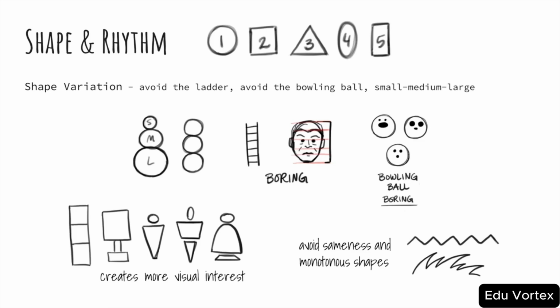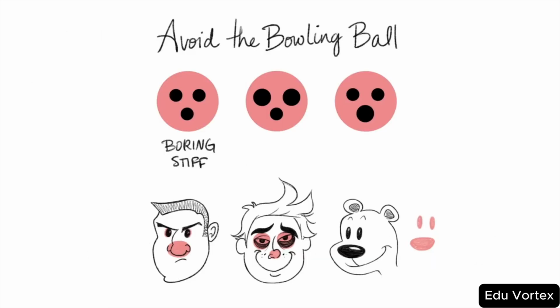The bowling ball effect mostly applies to the face, and it happens when the features of the head and face are the exact same size and shape, and it's just not very interesting to look at. Here are some examples of avoiding the bowling ball. The first character has small eyes and a big nose, and the second has the opposite. And the bear that I drew has a big nose, medium-sized eyes, and medium-sized ears, but the eyes and ears are different contrasting shapes, so there's still that appeal there.